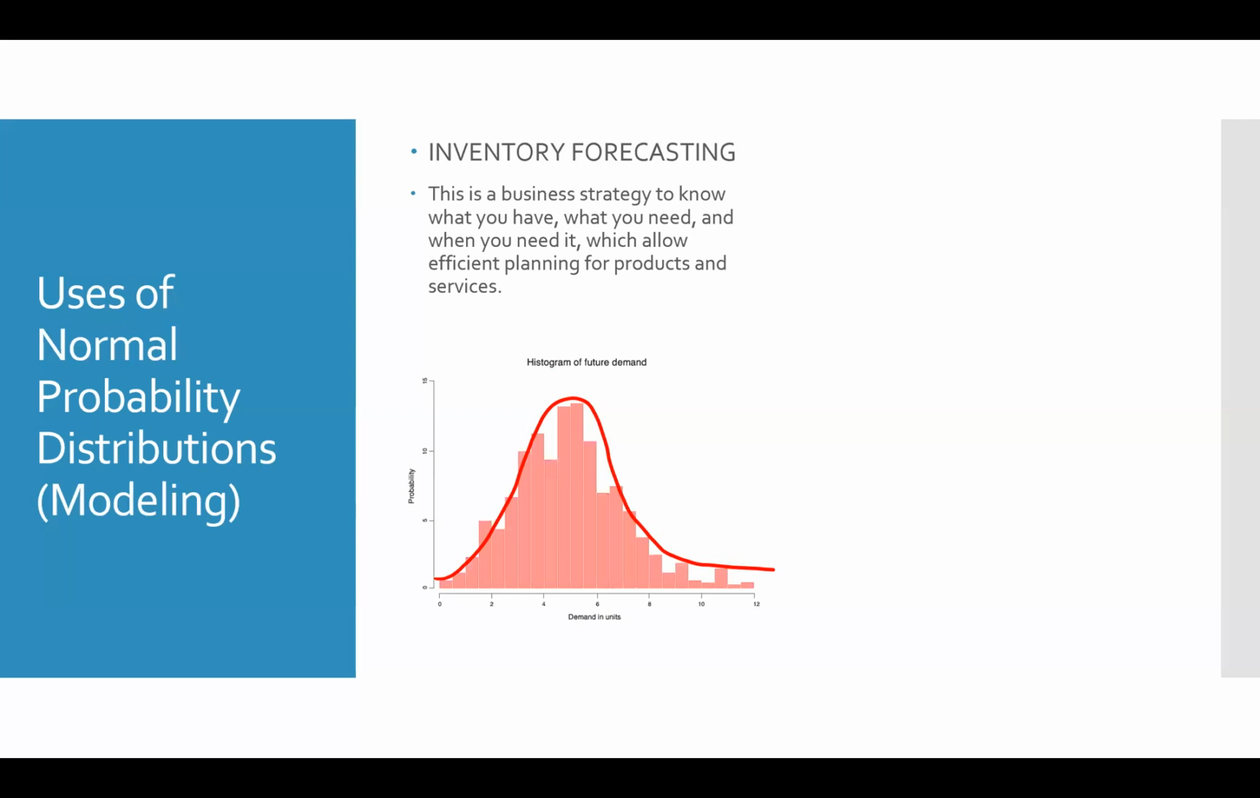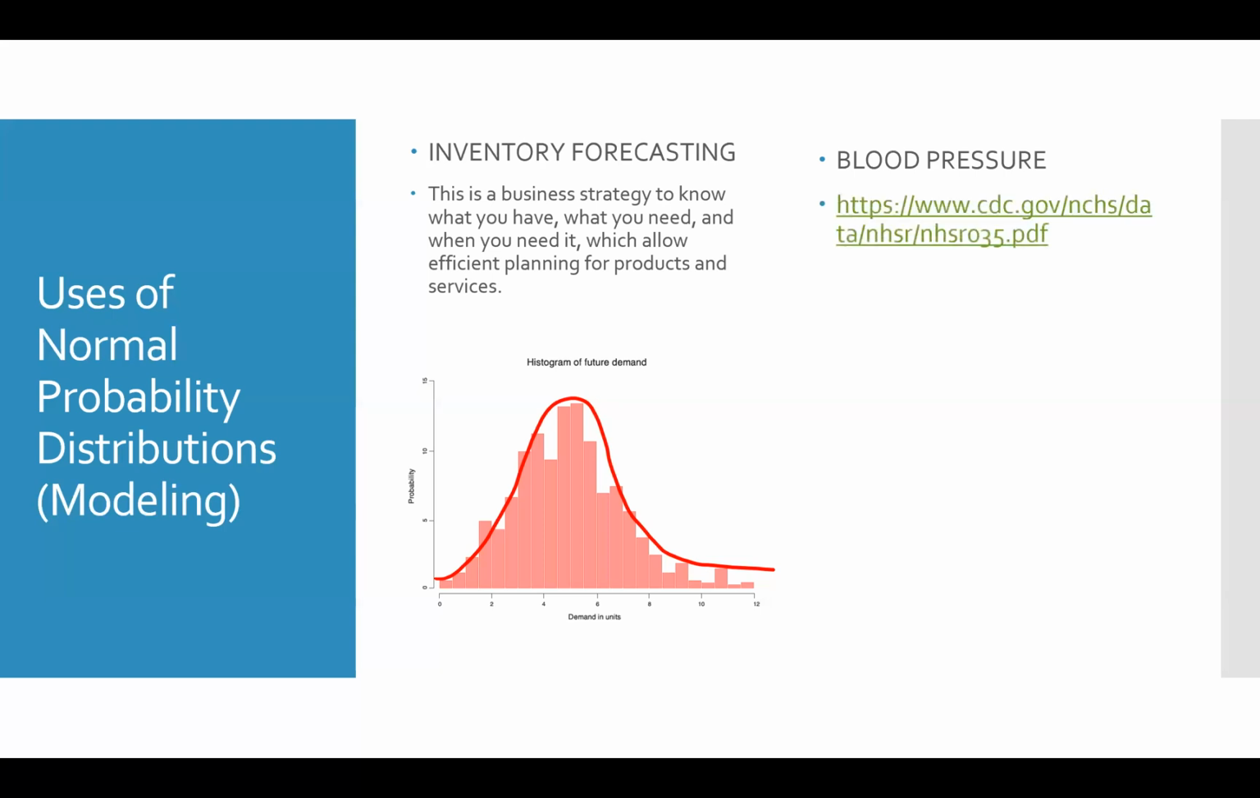Inventory forecasting. It's a business strategy to get a sense of what you need, what you have, and when you need it. Again, using that idea of the demand and what's going to happen in the future, you can begin to plan for gathering products and services. I would assume that's something you could use perhaps in operations management, again, with inventory forecasting.